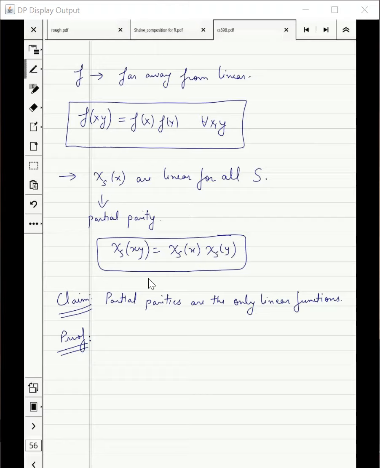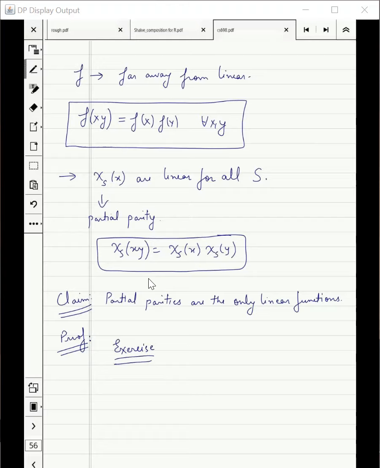The proof is given as an exercise. If I have some time left after today's class, I will try to tell you a few ideas on how you can prove it. But it is given as an assignment in the lecture. But now you know two definitions of a function being linear.